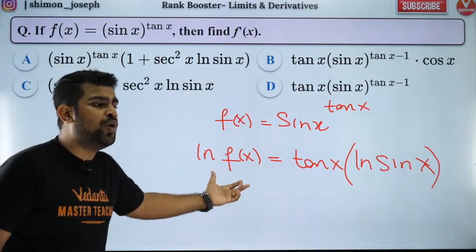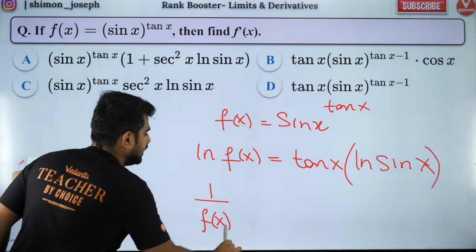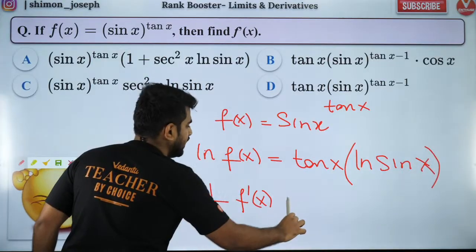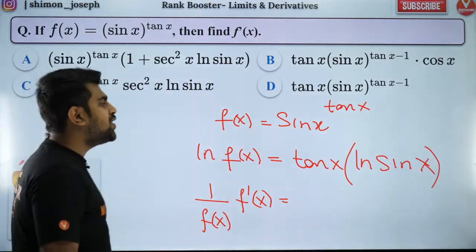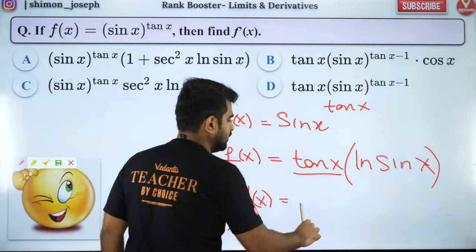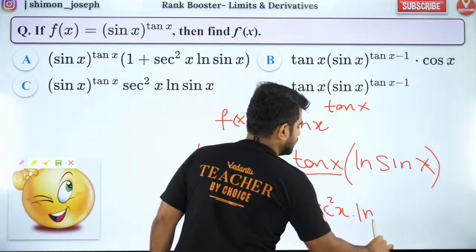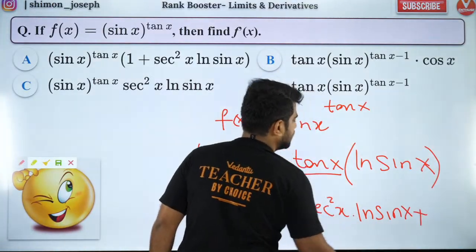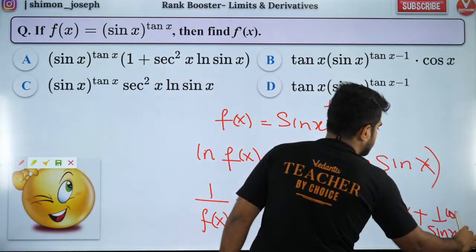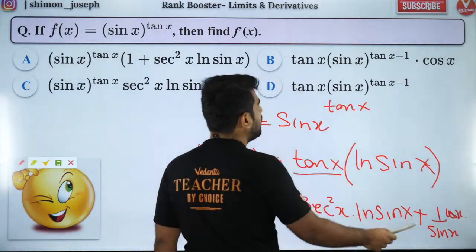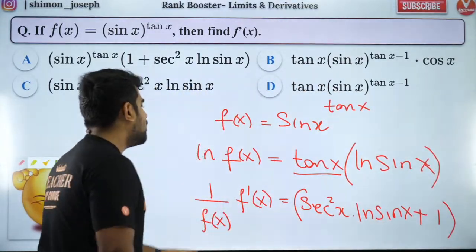After this, just differentiate it. If I differentiate it, what will I get? 1 by f of x into f dash of x, using the chain rule, is equal to the derivative of tan x, which is secant square x, into ln of sin x, plus the derivative of ln sin x, which is 1 by sin x into cos x, into tan x. That will become 1, I guess.